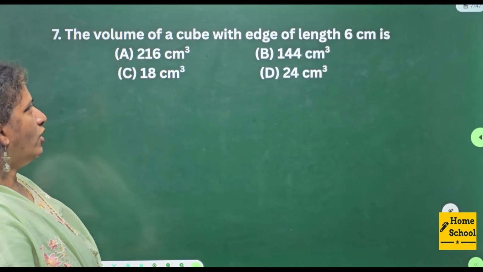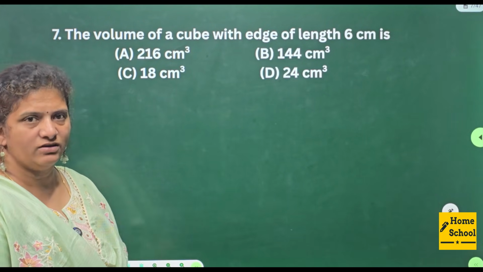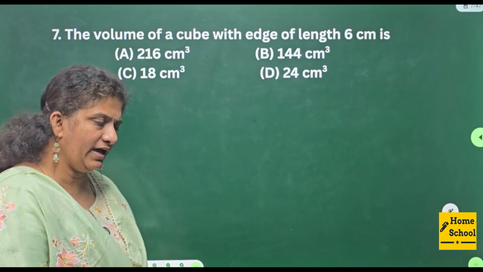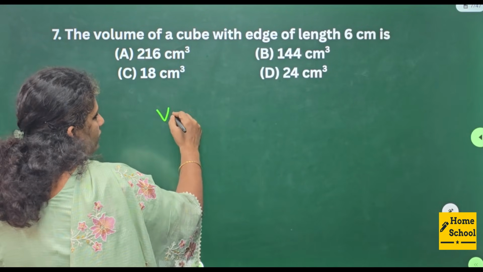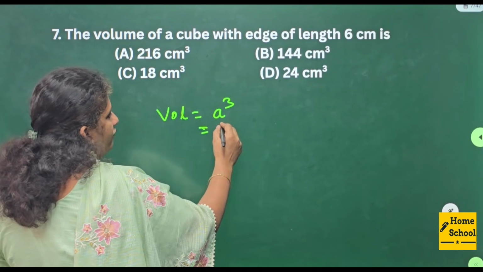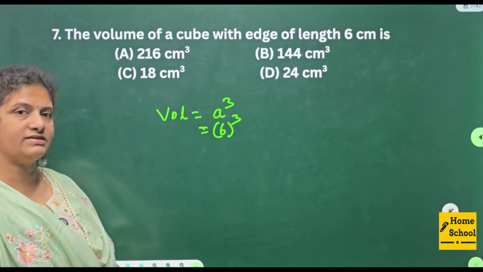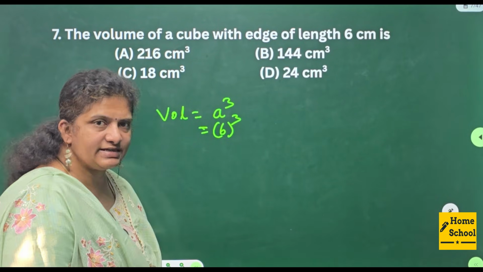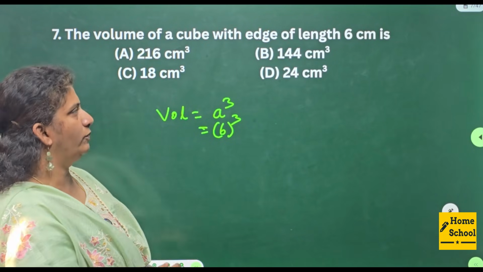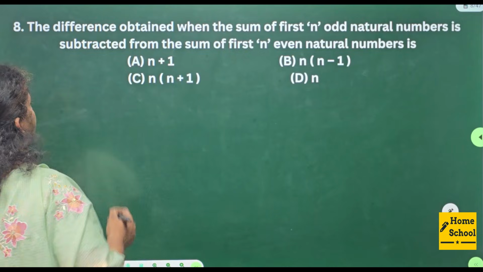Seventh one. The volume of a cube with edge of length 6 cm is. Volume of a cube formula is edge cube. What is the edge of length? 6. 6 6s are 36, 36 6s are 216 cm cube. Search for the option. Option A.